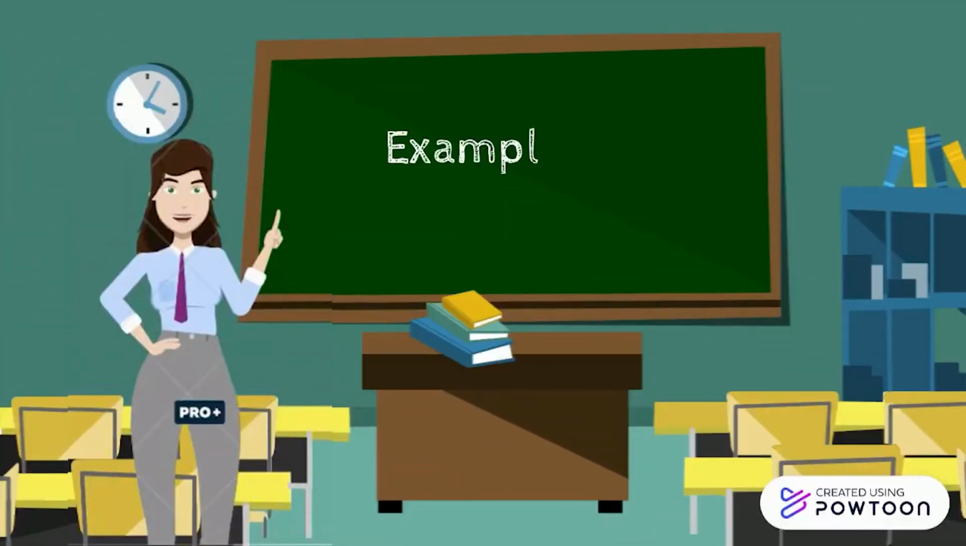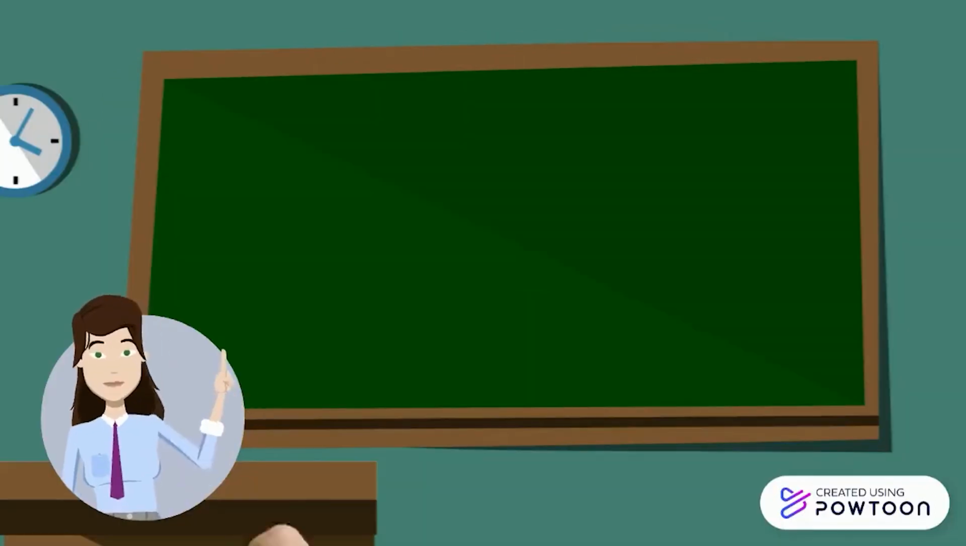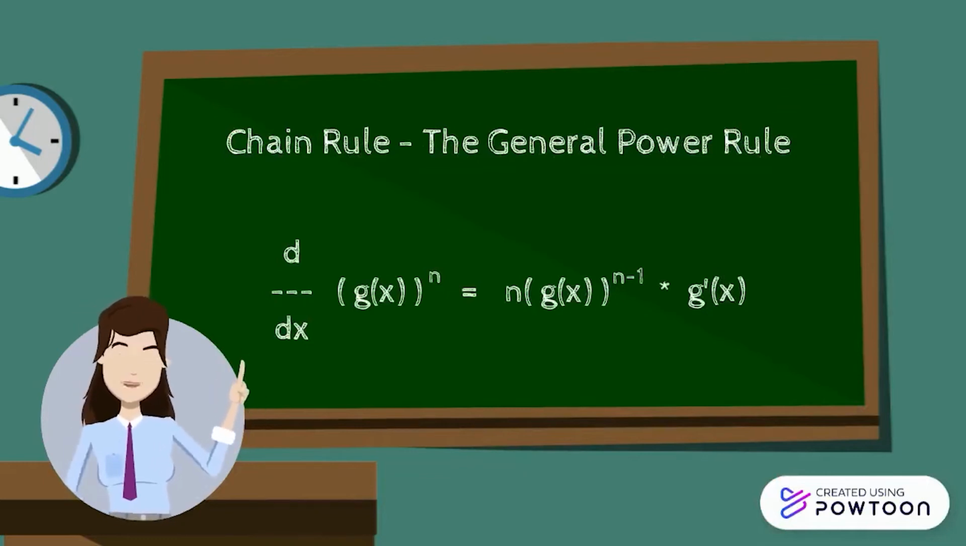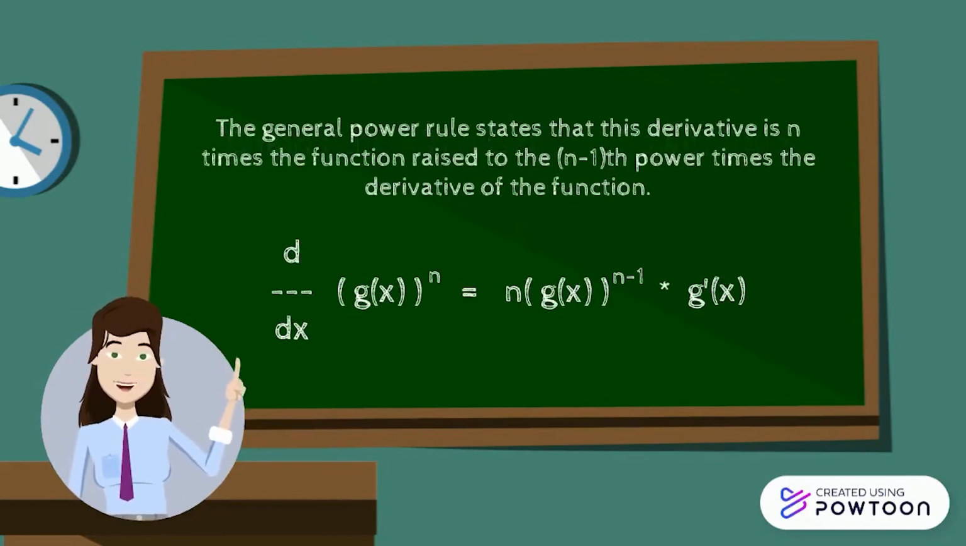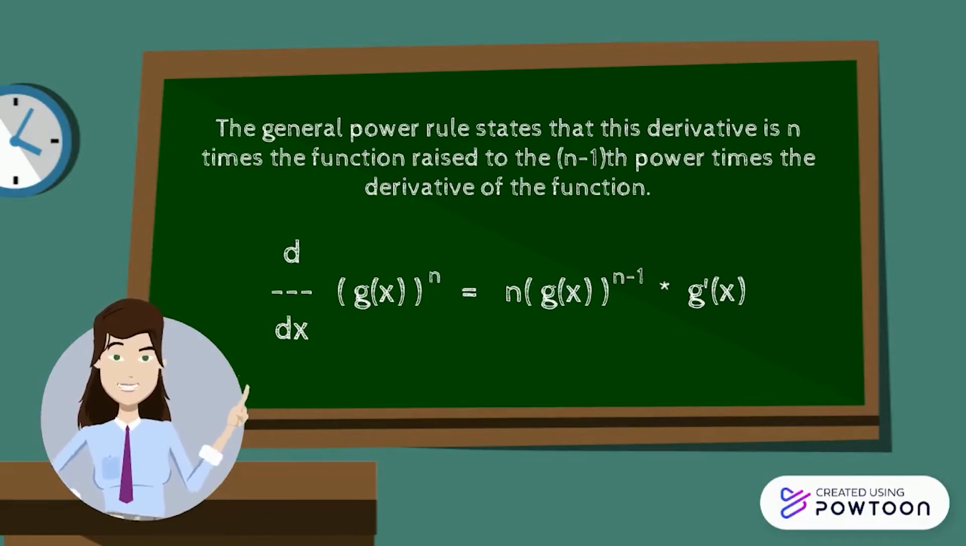Now, let us see some examples of the chain rule. The following examples can help you to understand more about the chain rule. First of all, we will see the chain rule with the general power rule. The formula is shown as below. The general power rule states that this derivative is n times the function raised to the n minus 1 power times the derivative of the function.